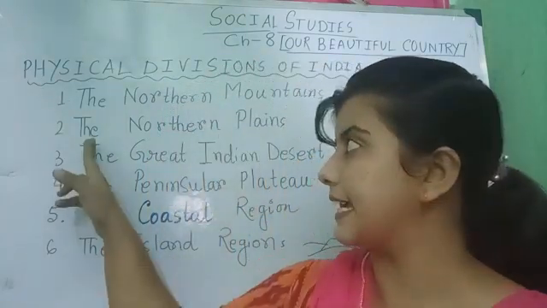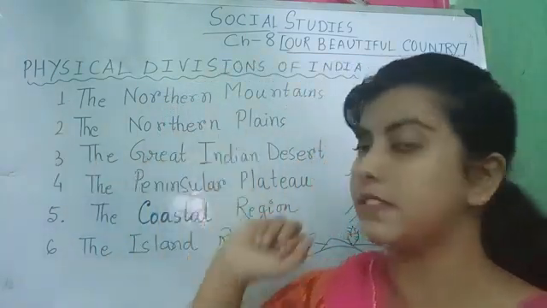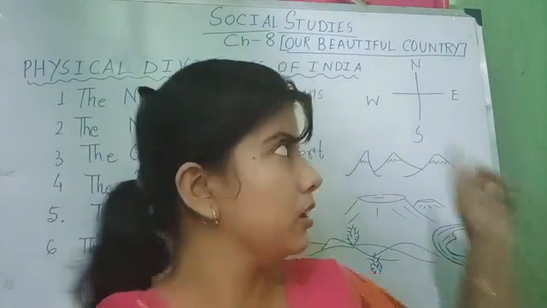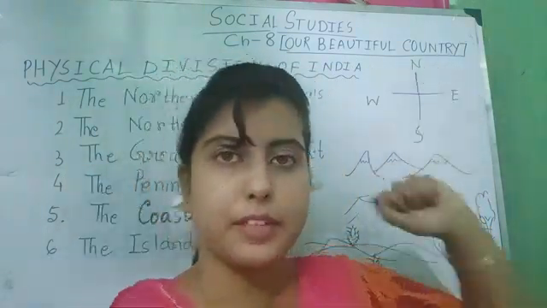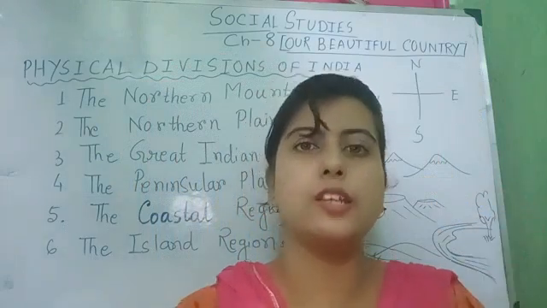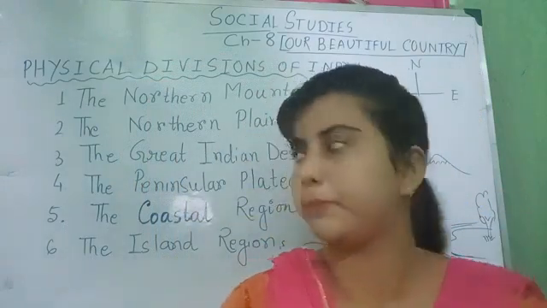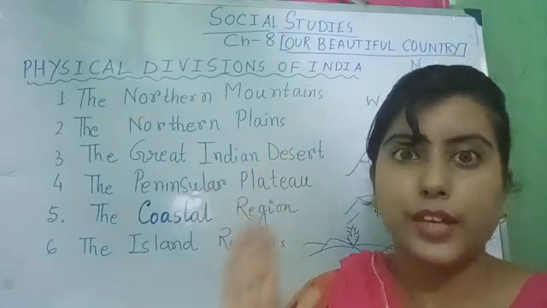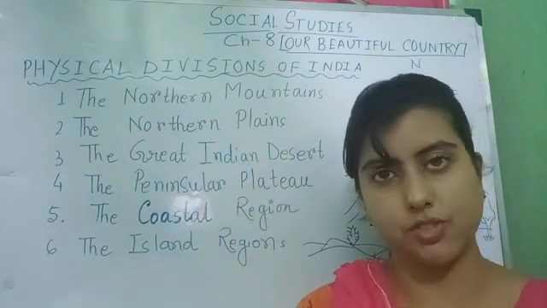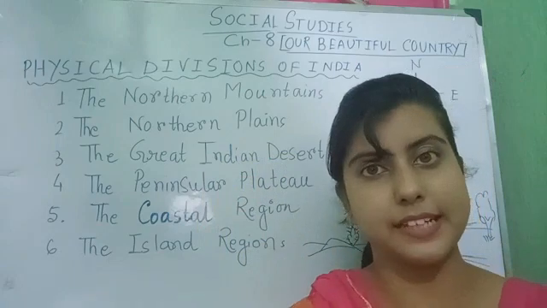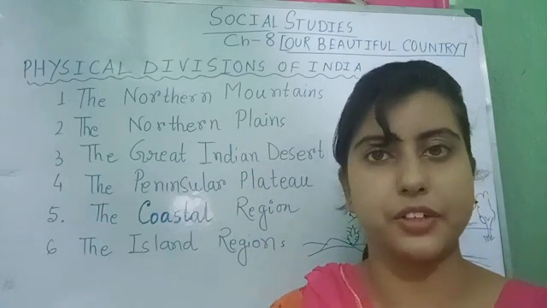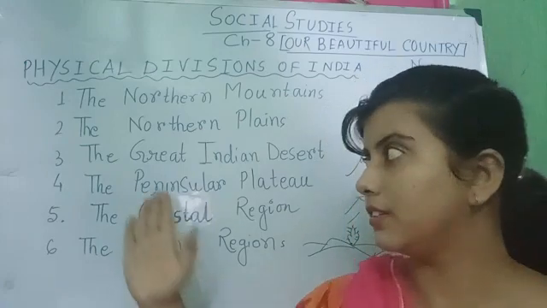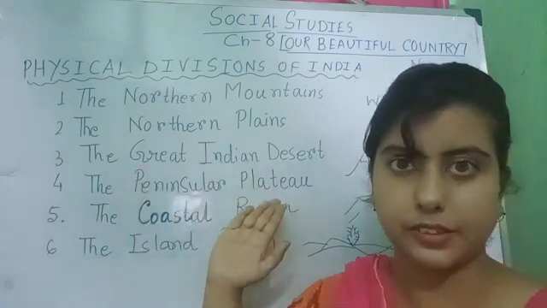Now, second, the northern plains. The northern plains are just below the northern mountains. That is also in the north direction. Third, the Great Indian Desert. We have a desert in our country. The name of the desert is Thar Desert. It is in Rajasthan. So, the Great Indian Desert.